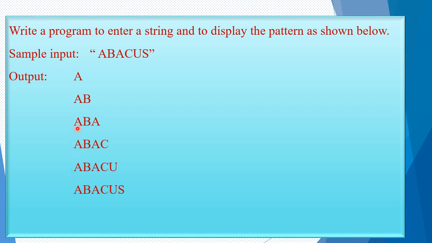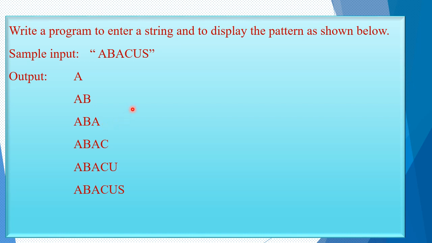If you see this pattern, we can see that there are 6 rows. 6 rows are there in this display, and how many columns are there? In the first row there is only 1 column, second row there are 2 columns, and third row 3 columns, and so on.